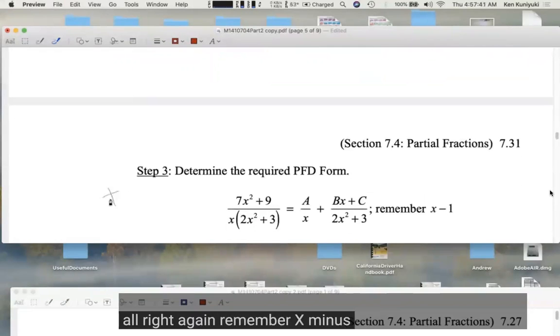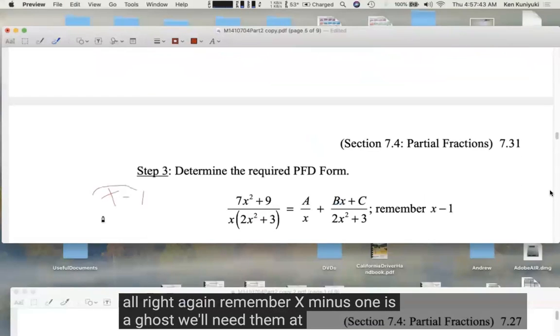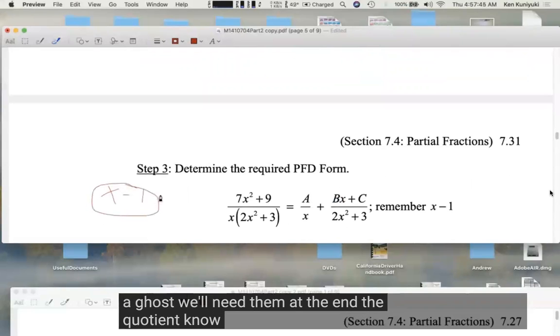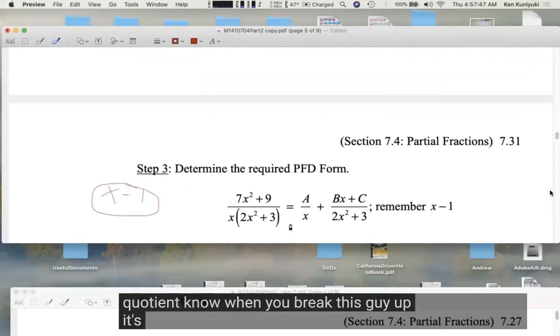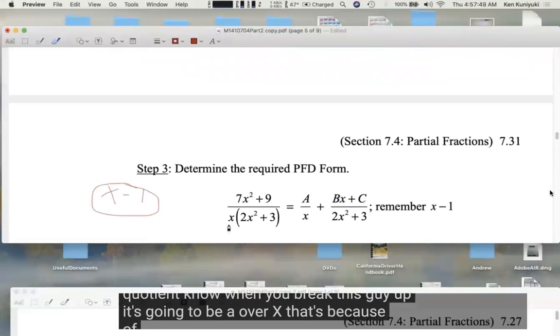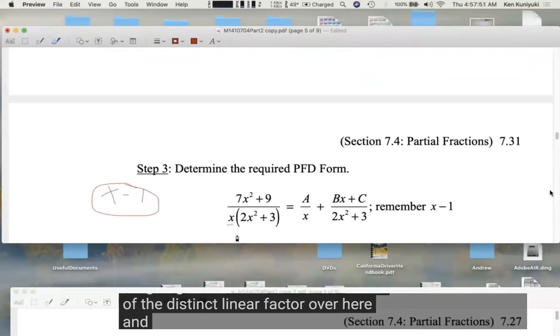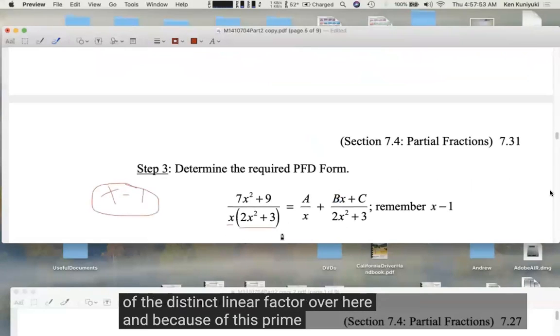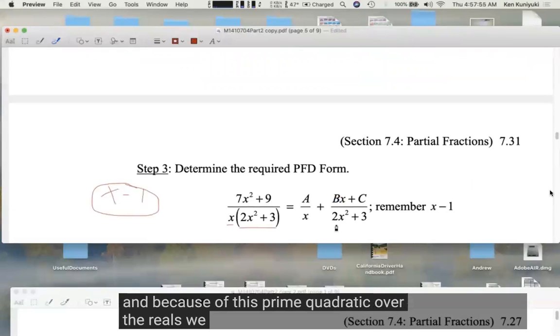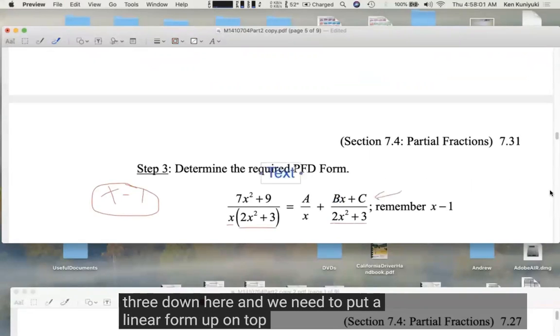Again, remember x minus 1 is a ghost. We'll need him at the end, the quotient. Now, when you break this guy up, it's going to be A over x. That's because of the distinct linear factor over here. And because of this prime quadratic over the reals, we put the 2x squared plus 3 down here, and we need to put a linear form up on top.